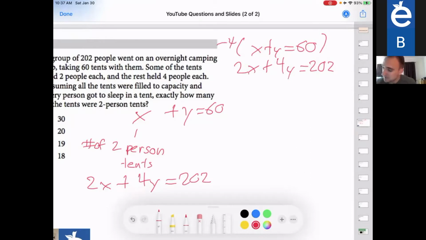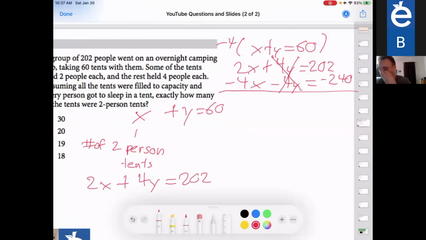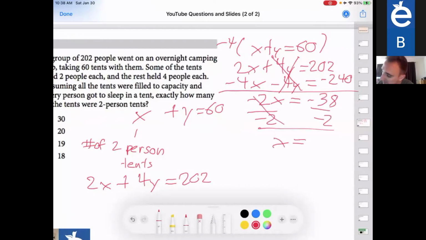I'm going to rewrite this one down here. So instead of x, we now have -4x. Instead of y, we now have -4y. And 60 times -4 would be -240. With elimination, I can see these terms will cancel. 2x minus 4x would be -2x. 202 minus 240 would be -38. So to solve for x, divide by -2, divide by -2, x is equal to 19.